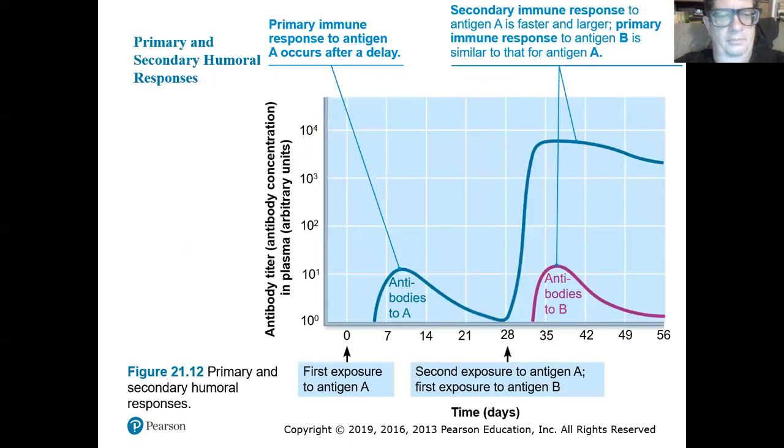Anyway, so here we have first exposure to antigen A, you have a response. Second exposure, way stronger. Now, antibodies to B: if you've never seen B before, even though you have a super strong reaction to A going on, you're going to have the same kind of slow first exposure to B. But the second time you're exposed to B, it'll be really strong.